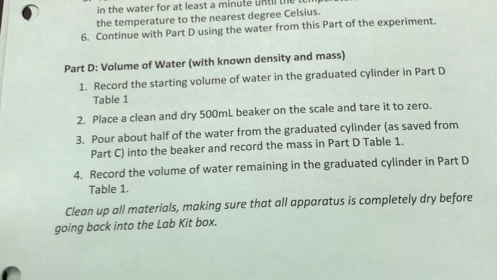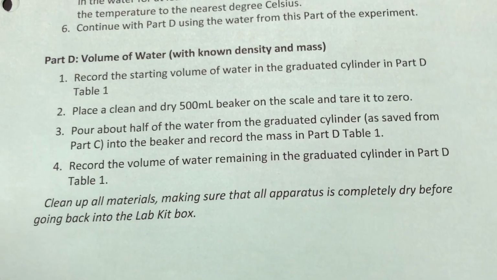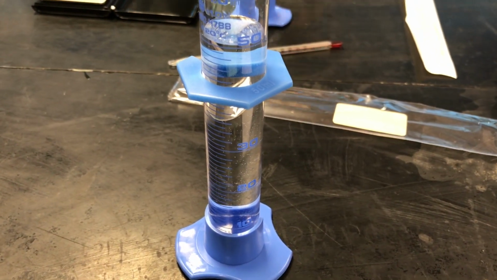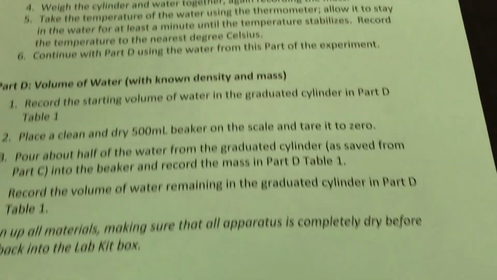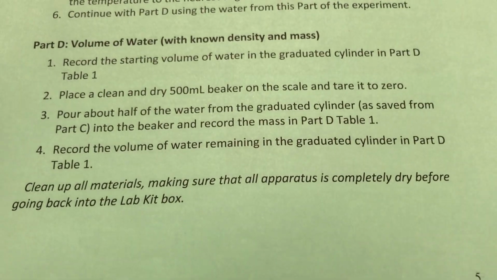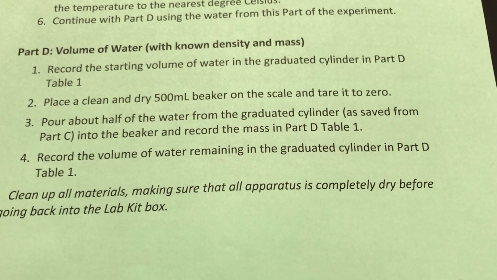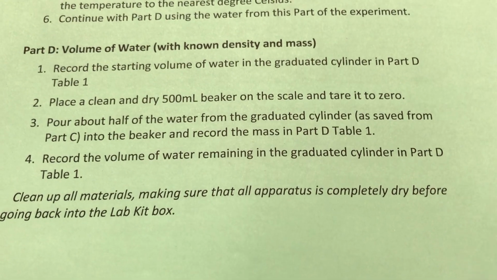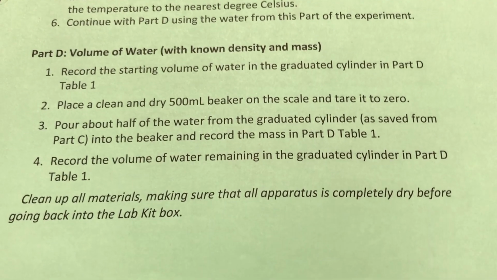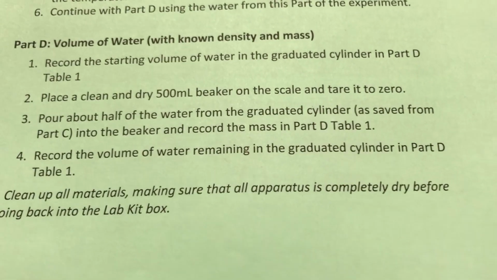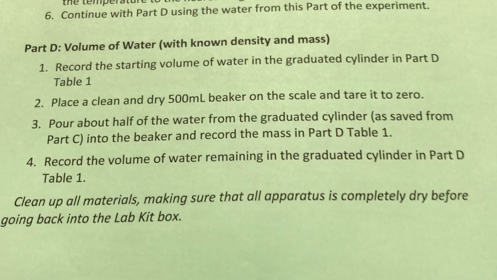Part D, or the last part of the lab, you're going to continue on with some of the materials you have from Part C. You're going to continue on with your graduated cylinder with that 50 mLs of water, and you're going to need the scale and a beaker again. What you're going to do is use the experimental density that you found in Part C to make a prediction. You do a calculation on a volume of water. Then you're going to compare that to an actual measured volume of water to see how accurate you are on that.